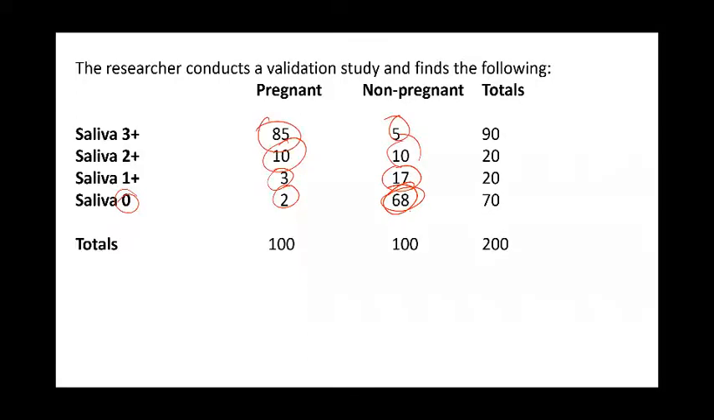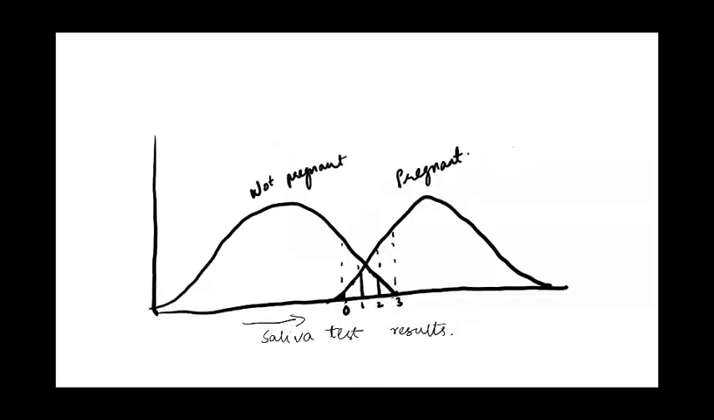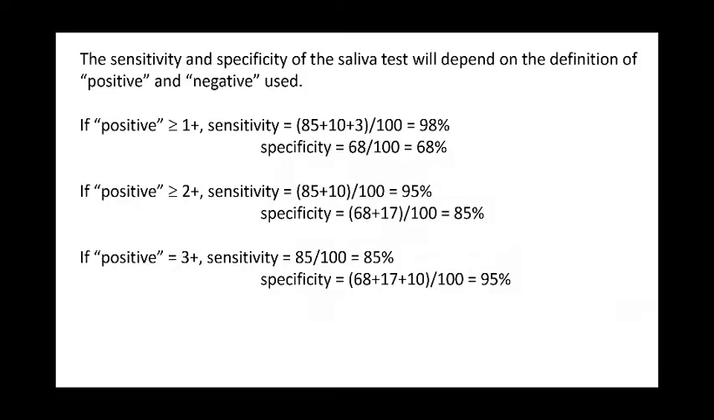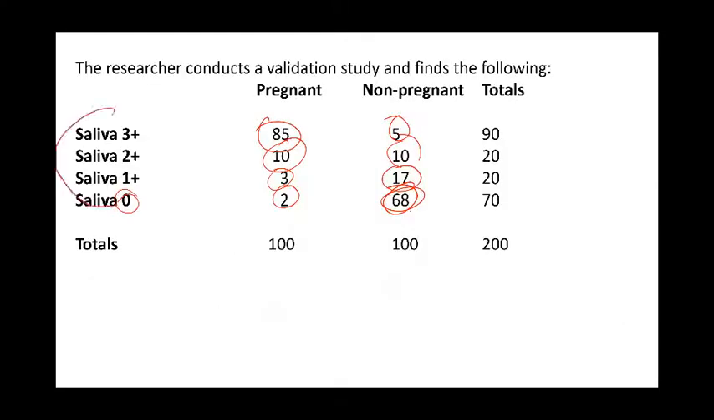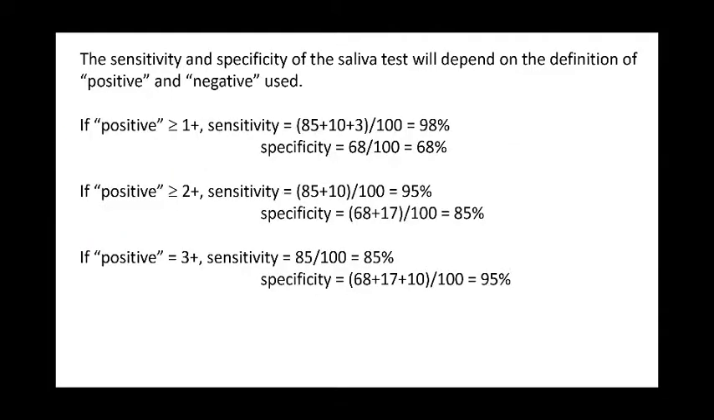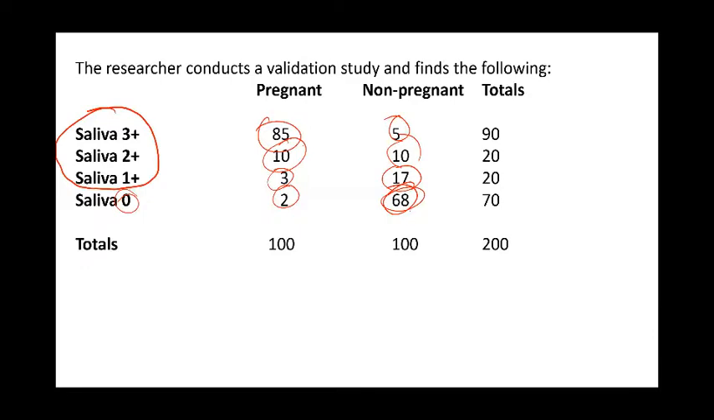So the question is, now this is done for research purposes. However, if we have to do it in a lab setting, which number would we choose for it to be a diagnostic test? We'll see here. If positive is taken as greater than or equal to 1 plus, that is, if any color in the saliva test is shown, it is taken as positive. According to it, the number of pregnancies detected will be 85 plus 10 plus 3, and the total number of pregnancies was 100.